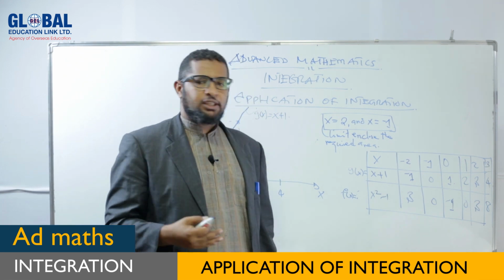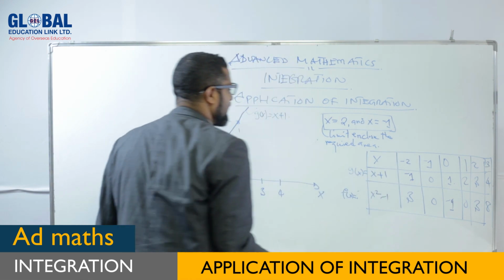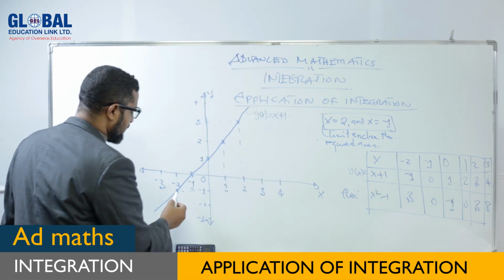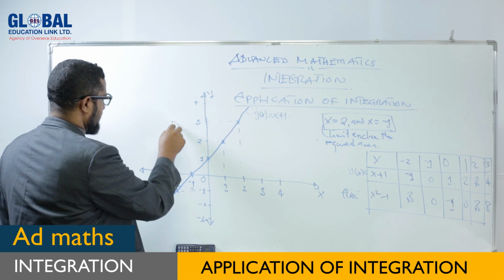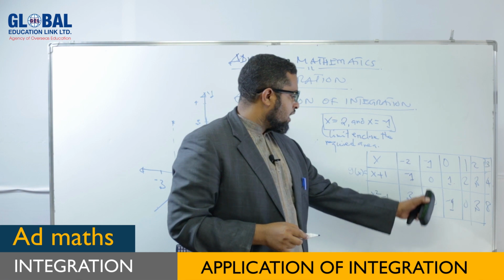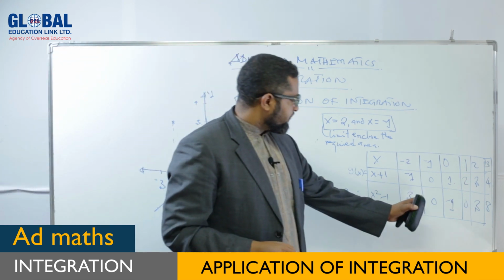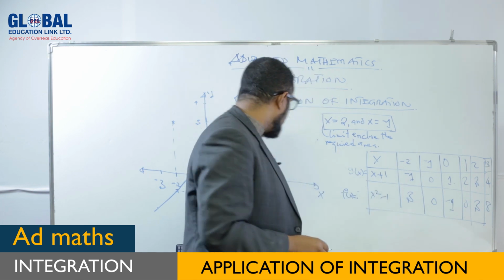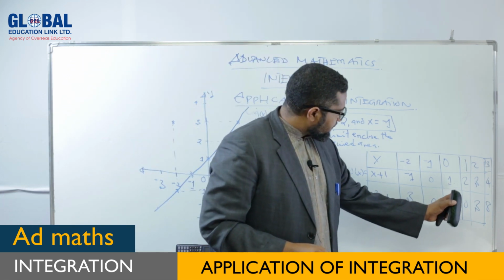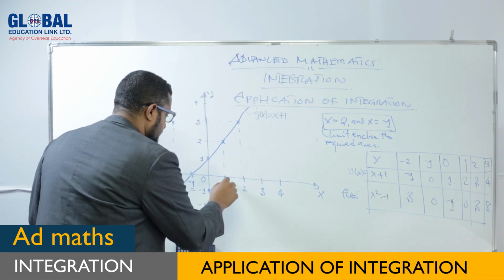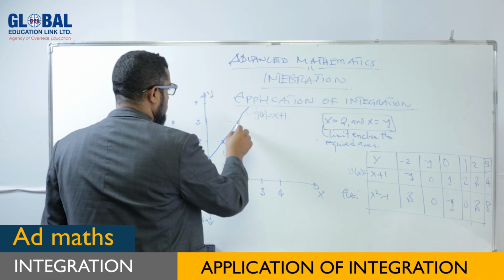Now let's check the second function, that is x squared minus 1, which is our f of x. When x is negative 2, the value of f of x is positive 3. So that point is somewhere there. Again, when x is negative 1, we have 0. When x is equal to 0, we have negative 1. When x is equal to 1, we have 0. Now let's see, when x is equal to 2, we have 3.